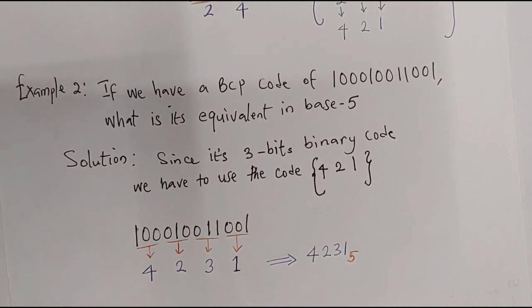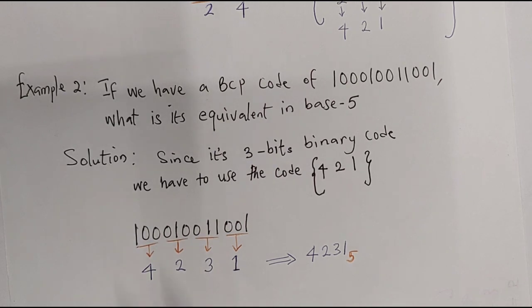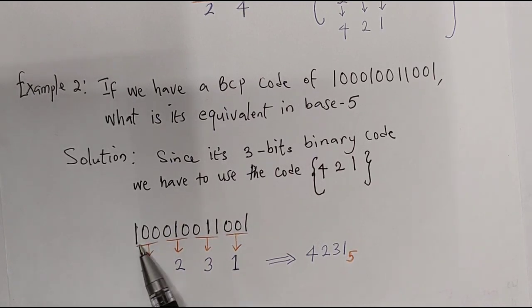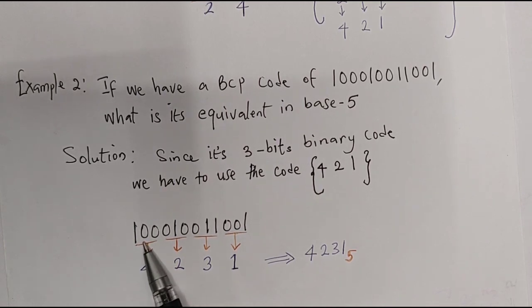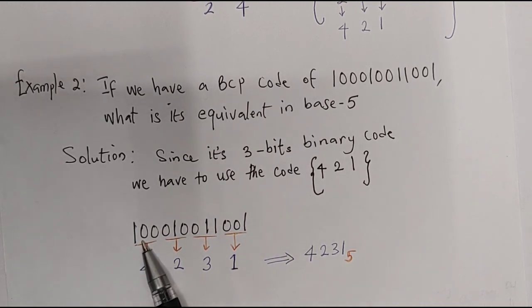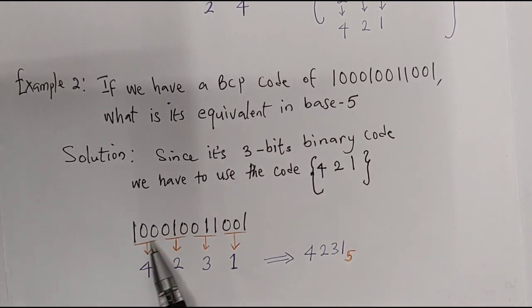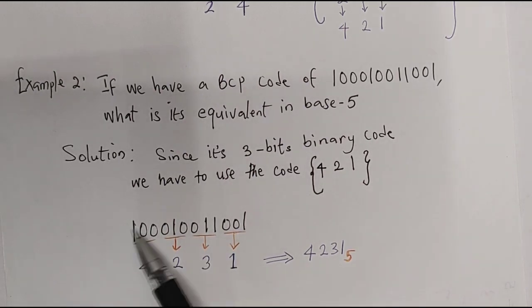All right, so the next thing we need to do is write out this BCP code we have here, and then start grouping. That's the first thing you do. So we group from left to right. Ensure that each group has exactly 3 bits, not less and not more. So when grouping from left to right, we count 1 2 3 and put them in one group, 1 2 3 in another group, 1 2 3 in another group, and 1 2 3 in another group. So we have 4 groups in all.